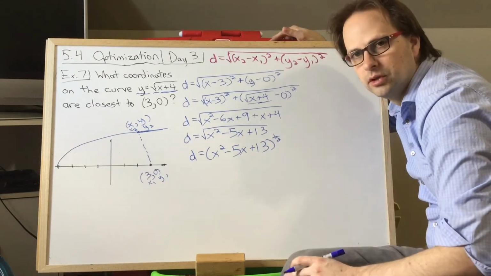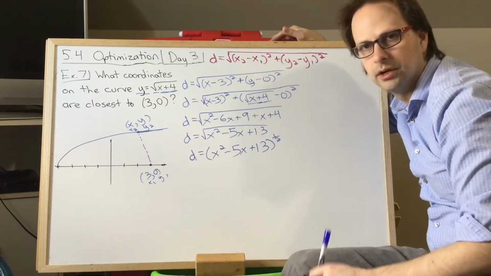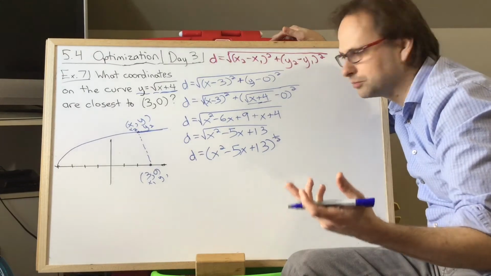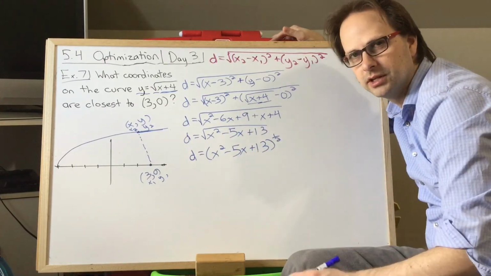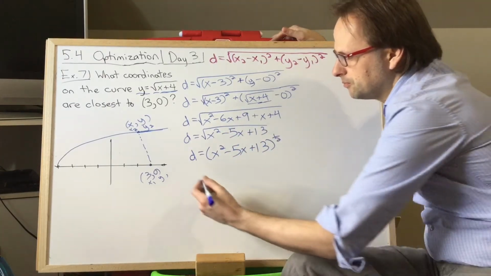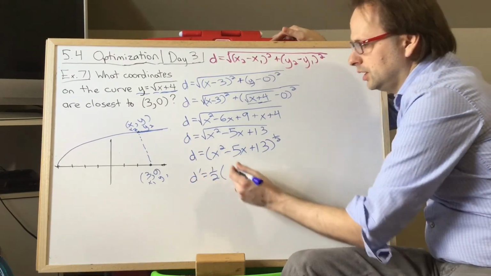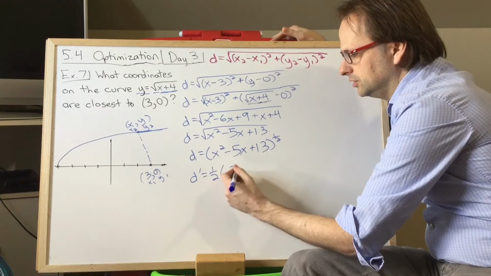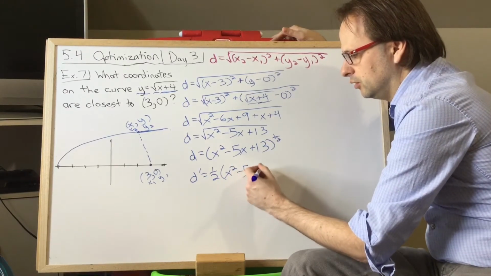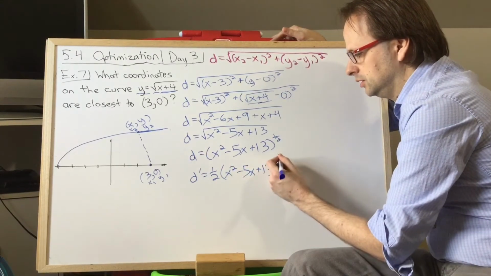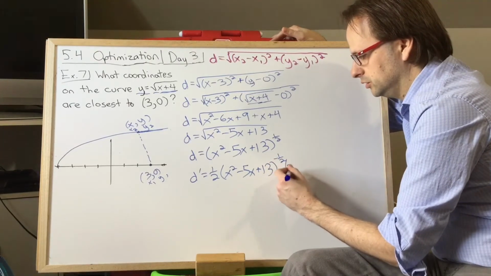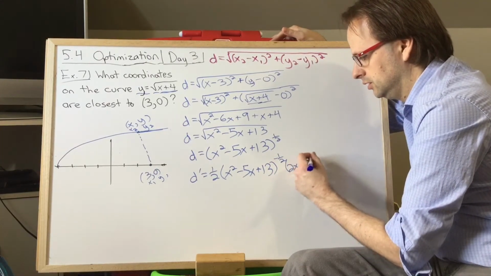But there are some tricks you can use. I'll put them up in the corner over here. You can click on a video that has some tricks that help you differentiate square roots of functions. All right, here we go. Half comes down, nothing happens to the inside. Power goes down by 1 times the derivative of the inside, which is 2x minus 5.